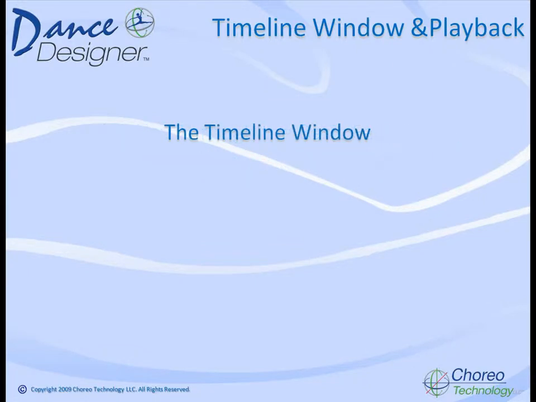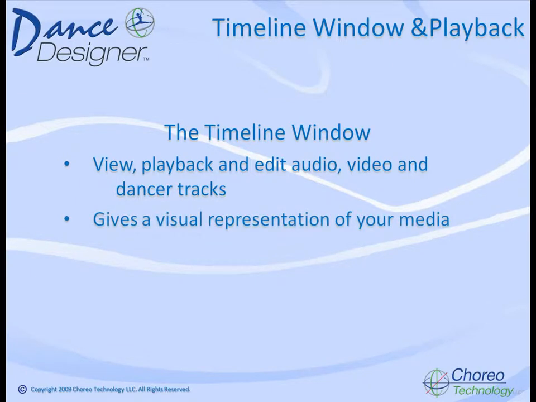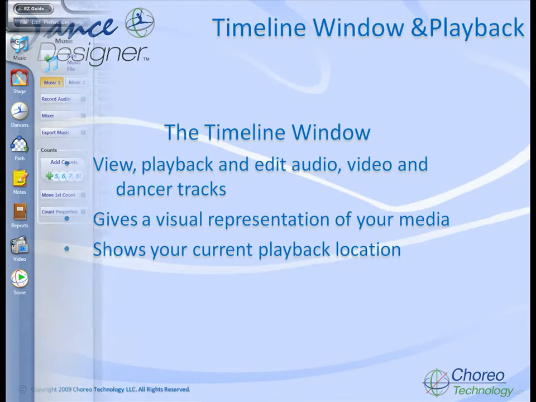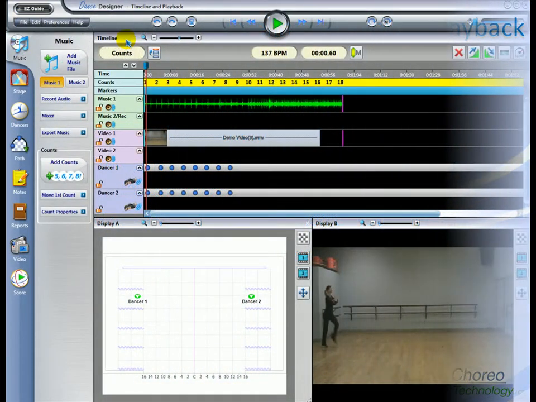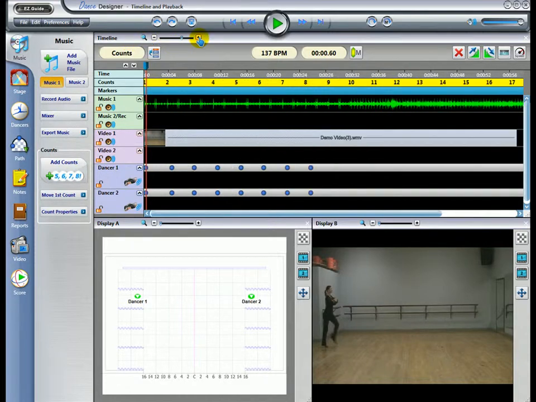The timeline window is where you view, playback, and edit audio, video, and dancer tracks. It gives you a visual representation of your media and your current playback location. Let's get started looking at the layout of the timeline. I have started a new dance, added a music file, a video file, and 2 dancers. First, let's zoom in so we can see all of the detail on the tracks.